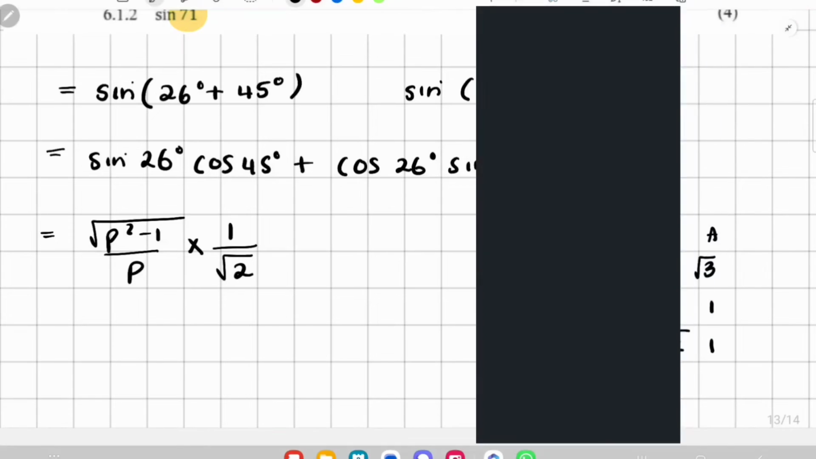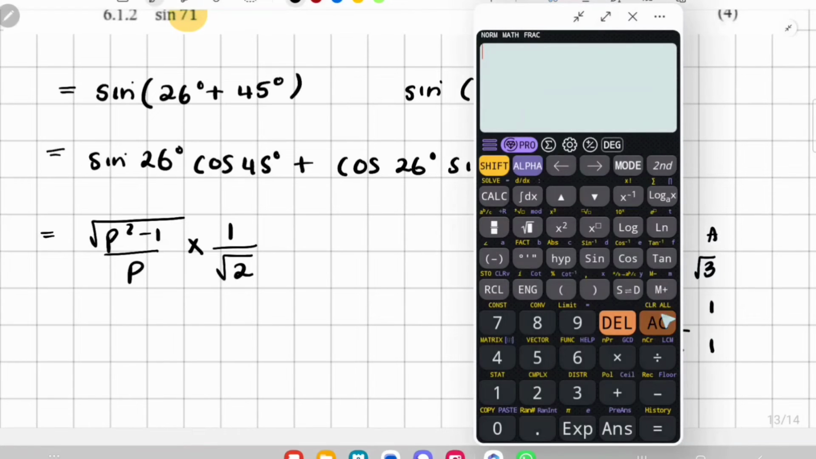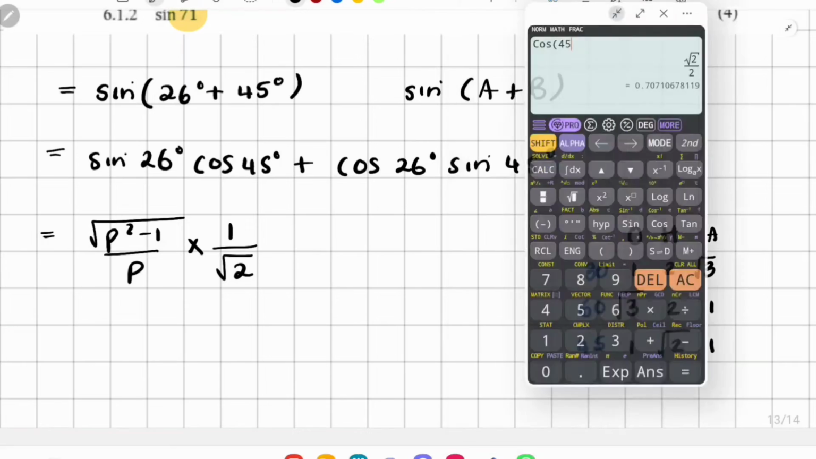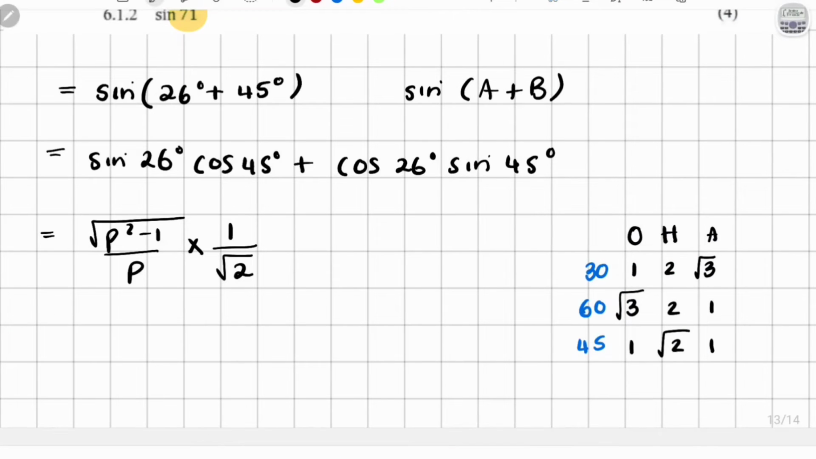If you use a calculator, it would have given you root 2 over 2. See, if you say cos 45, okay, not this calculator. Okay, it does. It still does that. Root 2 over 2. Because it rationalizes the denominator. It makes the denominator a rational number.